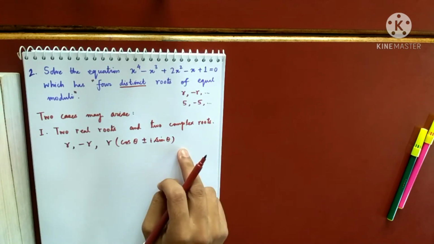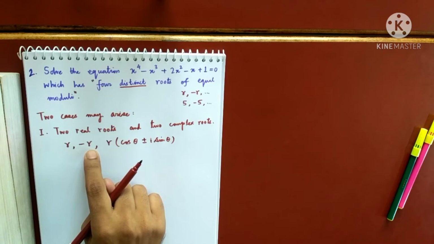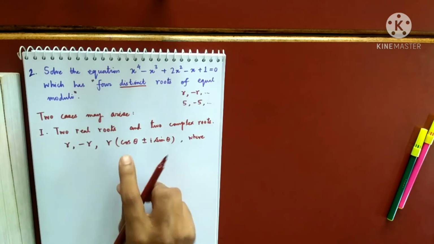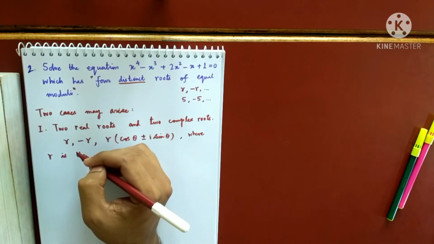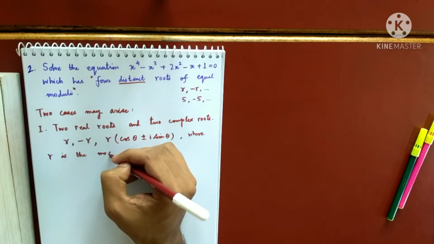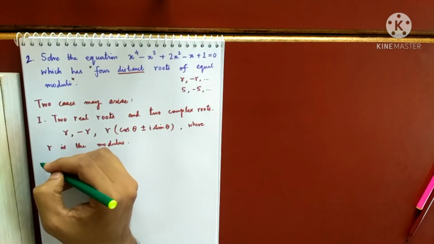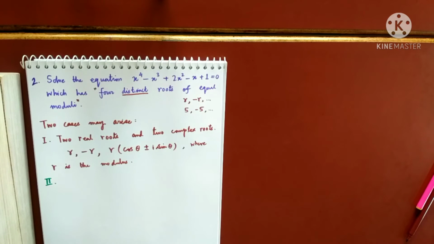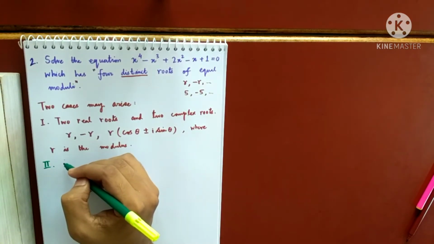Look at the modulus of each of them. The modulus of this complex number is r, the modulus of this is r, and the modulus of this is r only. I'm assuming that r is positive, because r is the modulus and cannot be negative. Or another case may also happen: number 2, it does not have real roots at all. So all the 4 roots are complex. So I have assumed 2 real roots and 2 complex roots, or 4 complex roots.